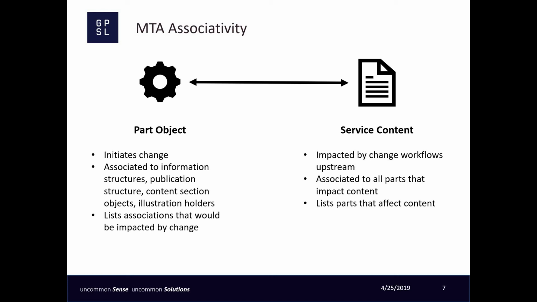The service content is on the receiving end of all this upstream workflow. When a change occurs upstream, it gets pushed to each of the associated objects. And one piece of content might be impacted by multiple parts. So a particular service content object might be associated with several part objects in the system. If you look at the structure here, it lists all of these upstream parts, anything that has been defined as affecting the content in this object.